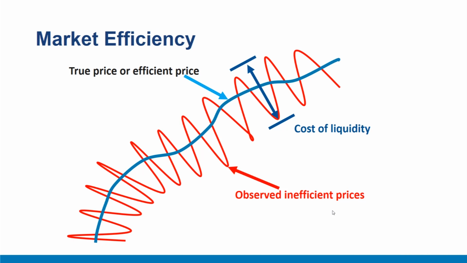Now, the actual observed price includes all the components of this fundamental price as well as some noise or sentiment which is not fundamental to a security. Thus, the actual price which is observed continuously fluctuates around this fundamental price.